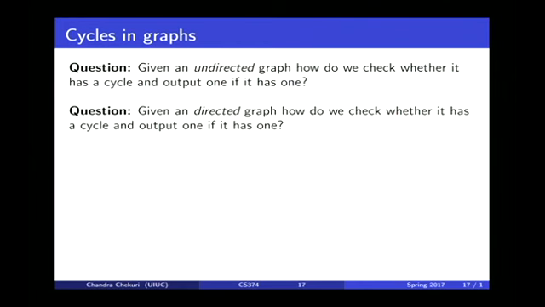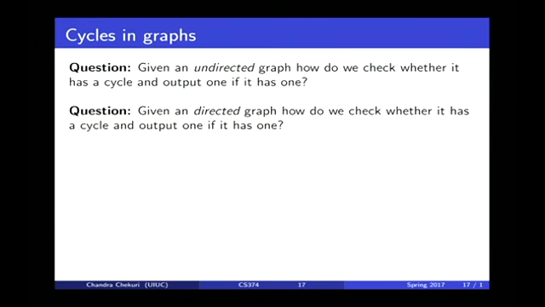Given a directed graph, how do we check whether it has a cycle and output one if it has one? By this algorithm, it's one way to do it. You find a source. If you don't find a source, you know there is a cycle. If you don't find a source or a sink, you will find a cycle.